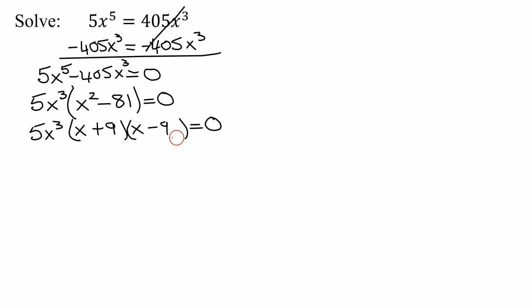So now I have totally factored my polynomial into 5x cubed times the binomial x plus 9 times x minus 9 equals 0. Now I have three factors multiplied together equals 0. You set each of them equal to 0. So you get 5x cubed equals 0, x plus 9 equals 0, and x minus 9 equals 0.